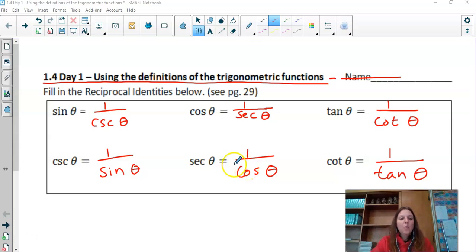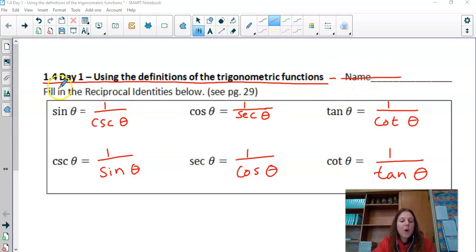Hello everybody. We're going to be looking at 1.4 day 1, using the definitions of the trigonometric functions. Go ahead and write down the title and the date. You don't need to put your name on there, just title and date are fine.